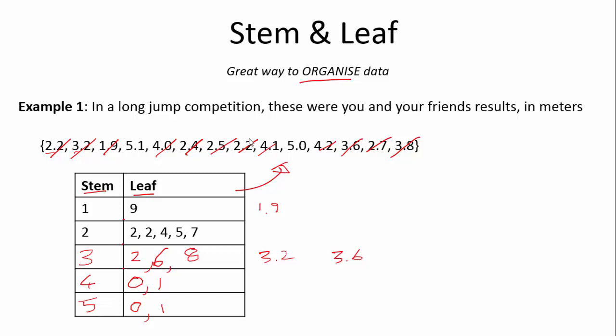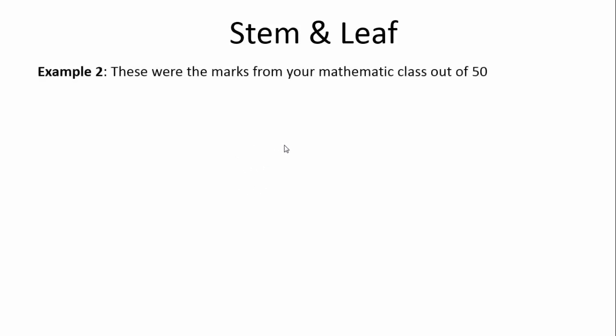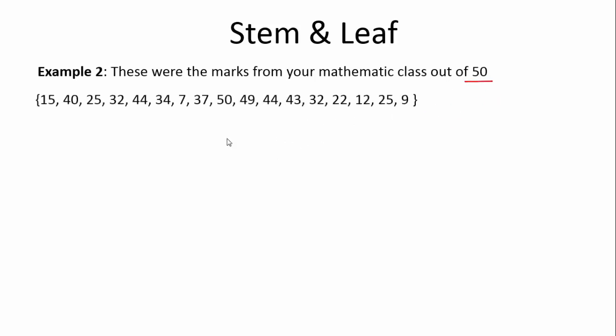It doesn't always have to be decimals. Let's go to another example. These were the marks from your mathematics class out of 50 marks. So this is what each student got out of 50.